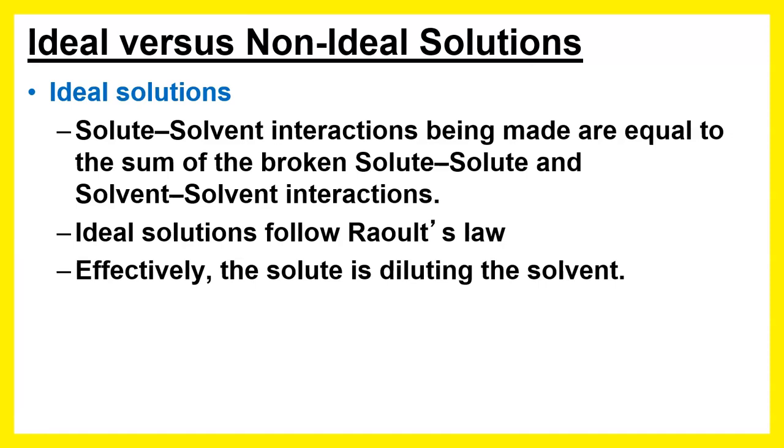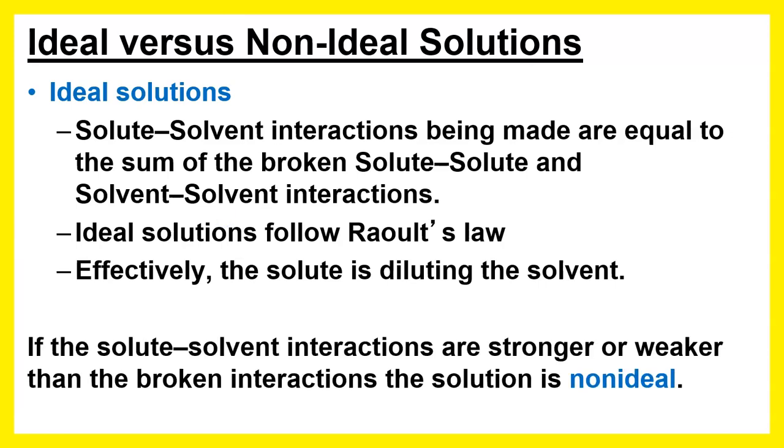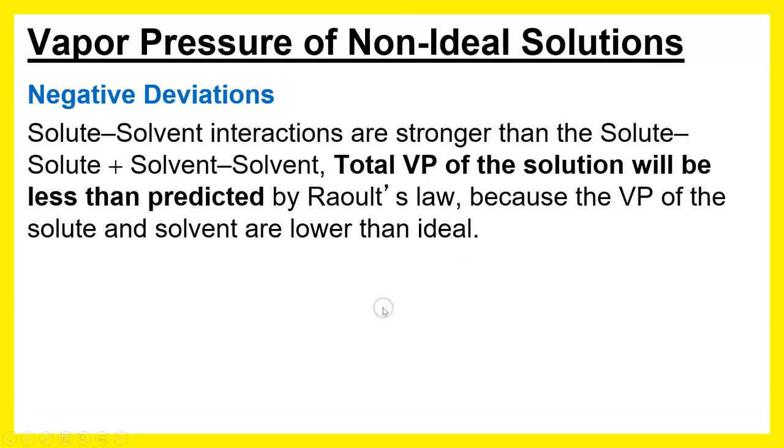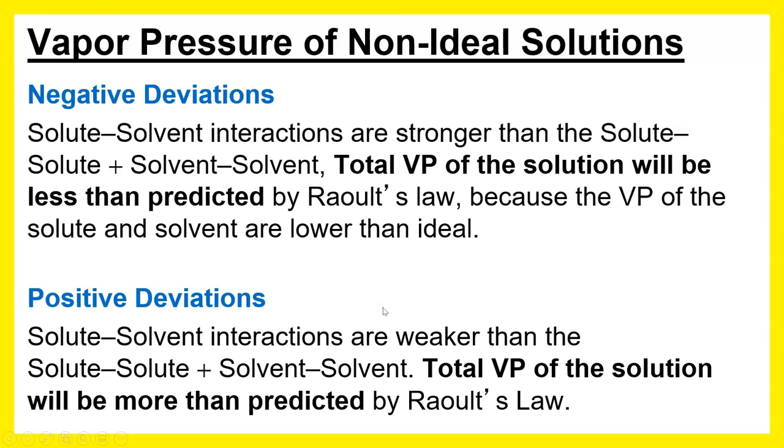And then if you're in a situation where the solute-solvent interactions are either stronger, they prefer each other, or they're weaker than what the sum would have been, then it's not ideal. Either a positive or a negative deviation. I'm just trying to show you slightly different phrasing of the exact same thing.